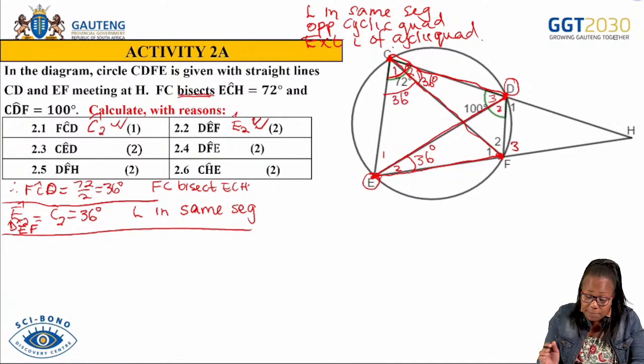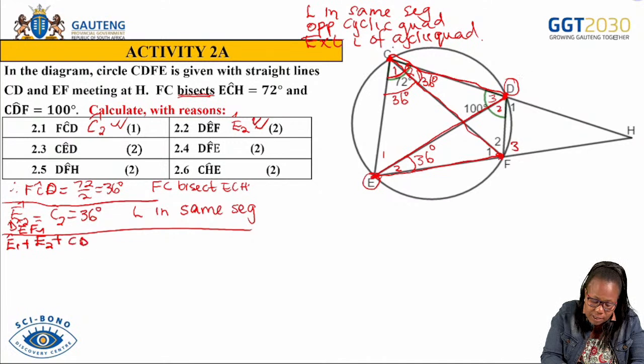This simply means now we can say what? E1 plus E2 plus angle CDF, that was given to us, which is D2 and D3, correct, is equal to 180 degrees. Why? It's because they are opposite angles of a cyclic quad.